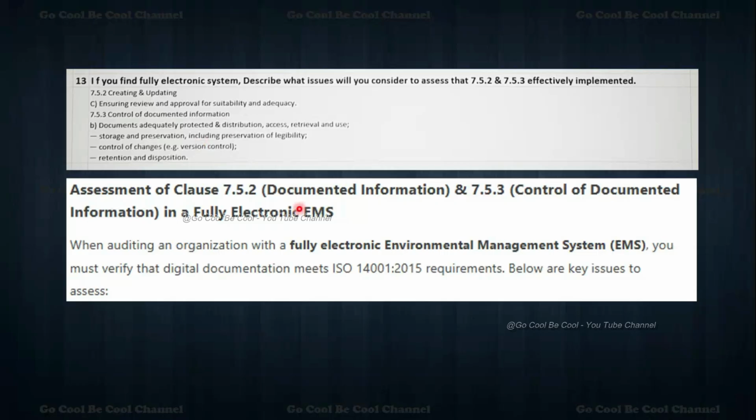So the assessment covers clause 7.5.2 documented information and 7.5.3 control of documented information. Clause 7.5 is more than enough, but 7.5.2 and 7.5.3 when it comes specific to the area. Fully electronic means that when auditing an organization with a fully electronic environmental management system, you must verify that the digital documentation meets the ISO 14001 requirements. Below are the key issues to assess.